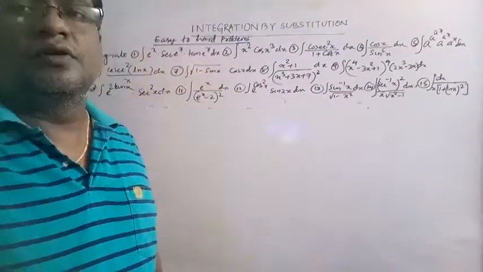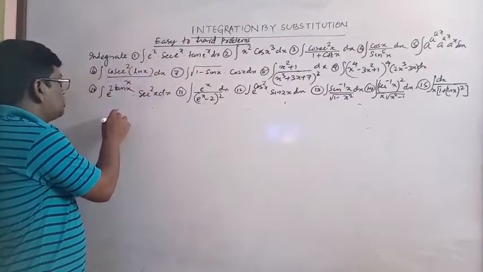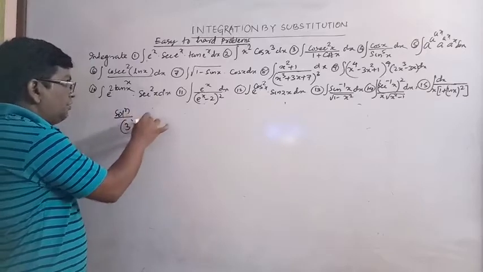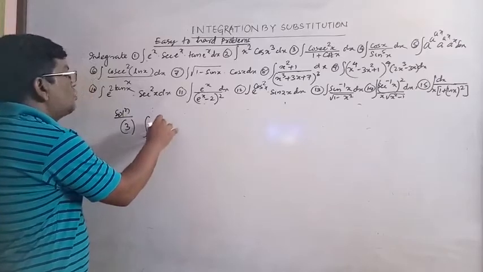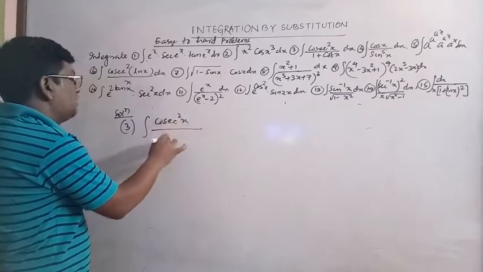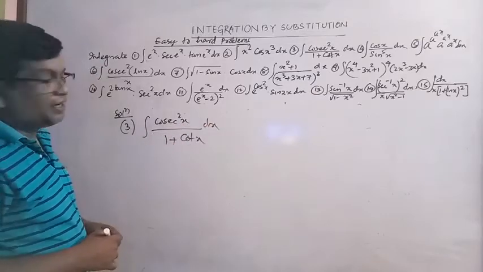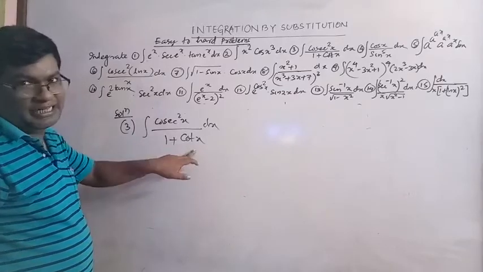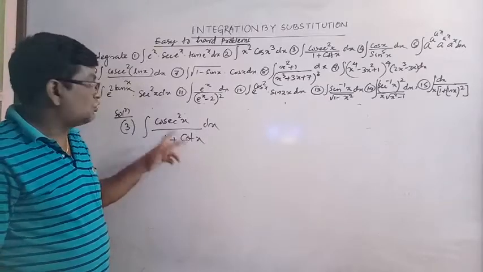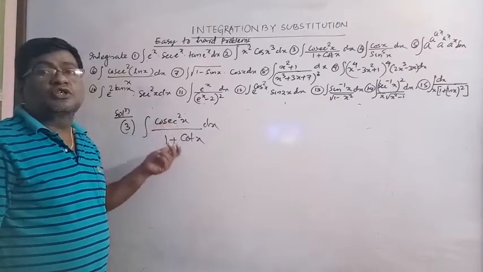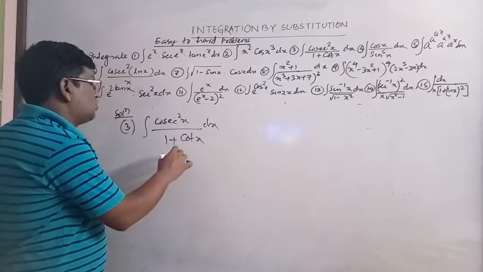Now question number 3. The question is the integral of cosec square x divided by 1 plus cot x dx. What is the derivative of 1 plus cot x? The derivative of 1 is 0 and the derivative of cot x is minus cosec square x. So a cosec square x term is present. So put 1 plus cot x equal to t.